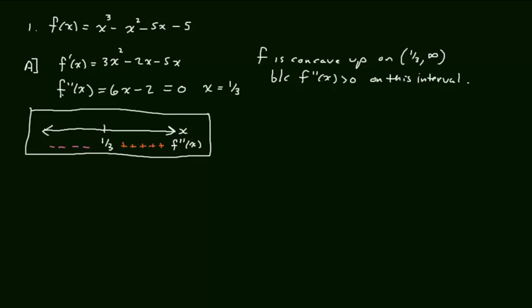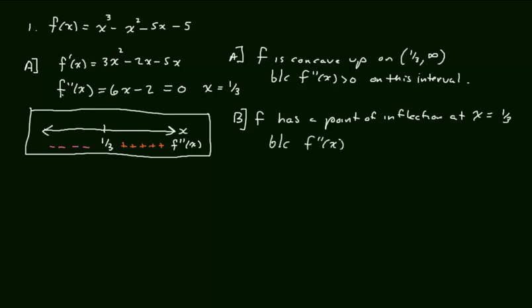Next, in part B, it says find the point of inflection. So we're going to say that f has a point of inflection at x equals 1/3, and the reason behind that is because f double prime of x, not that it equals 0, but that f double prime of x changes sign at x equals 1/3. Yes, it was true that the second derivative did equal 0 at 1/3, but remember, it has to change signs to be a point of inflection.